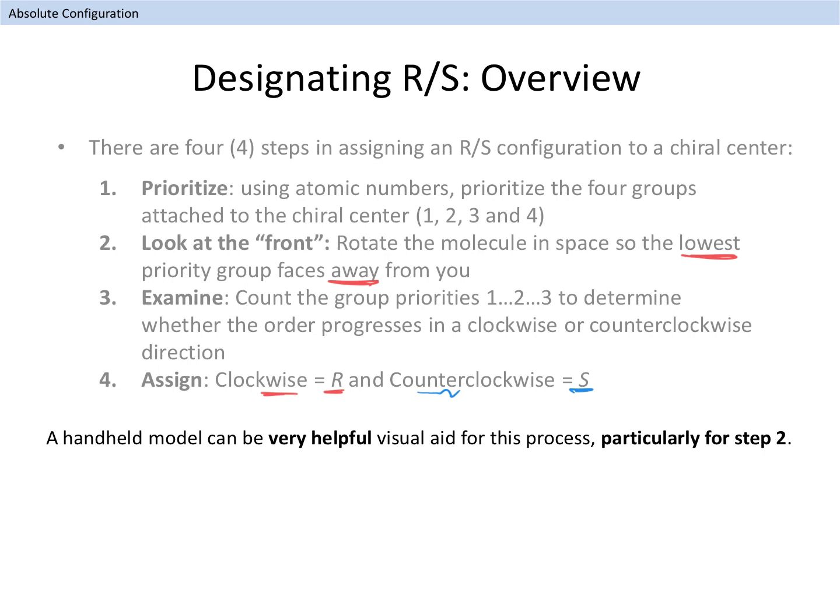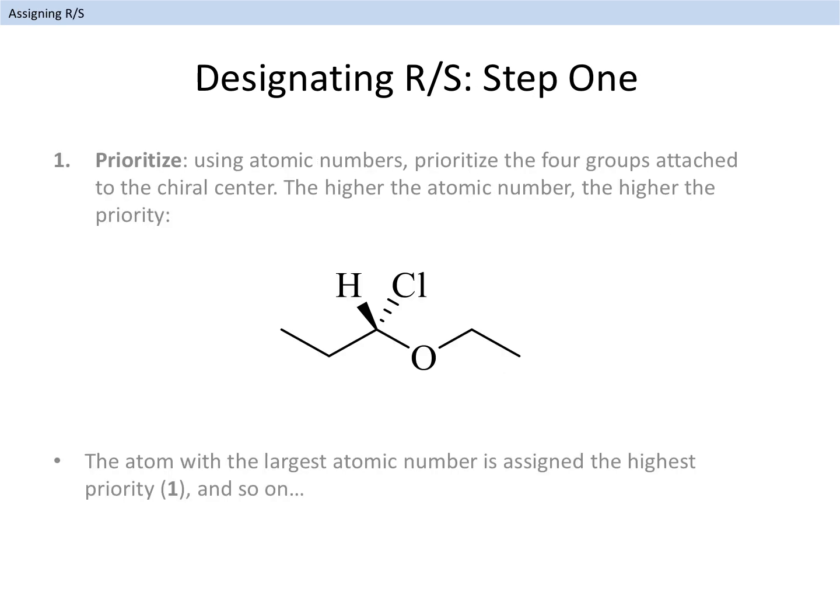Let's see how this process works on a real example on the next page. Let's begin the process of assigning an RS configuration with Step 1. In Step 1, our task is to assign priorities to each of the groups attached to the chiral center. Let's see how this works.